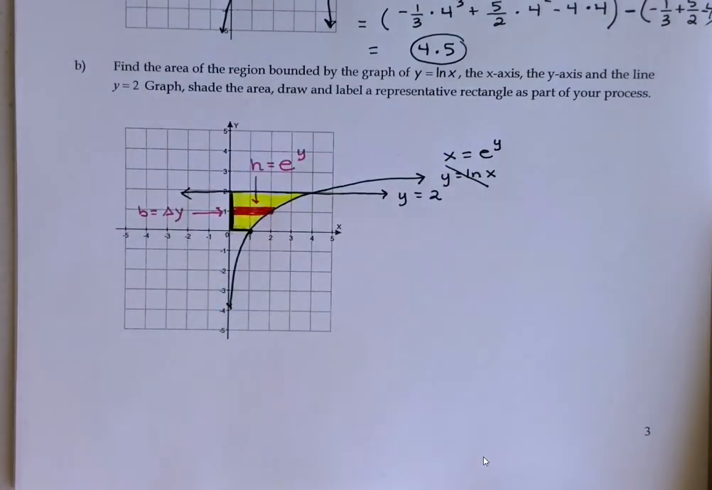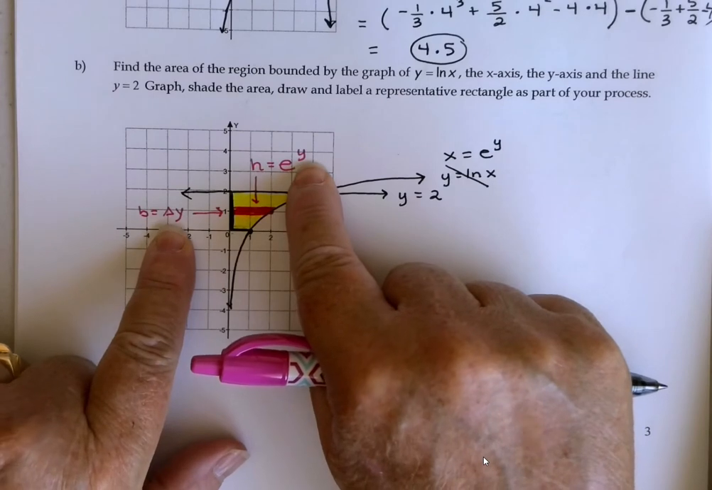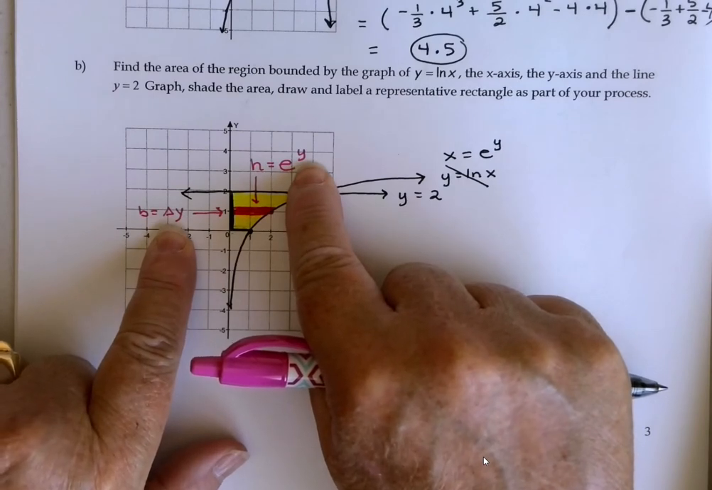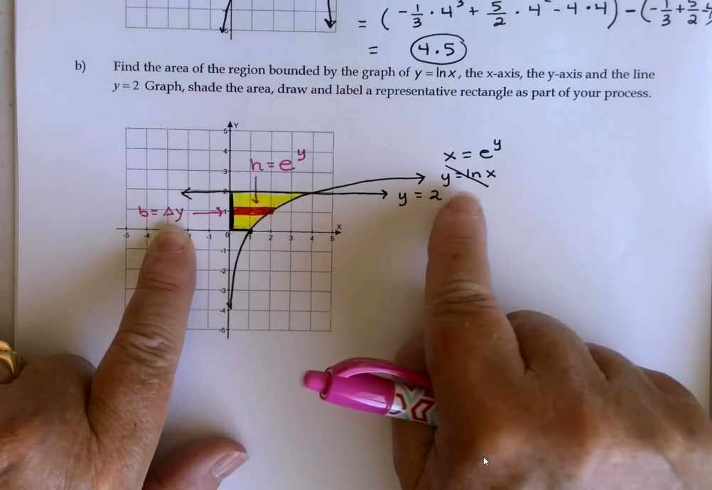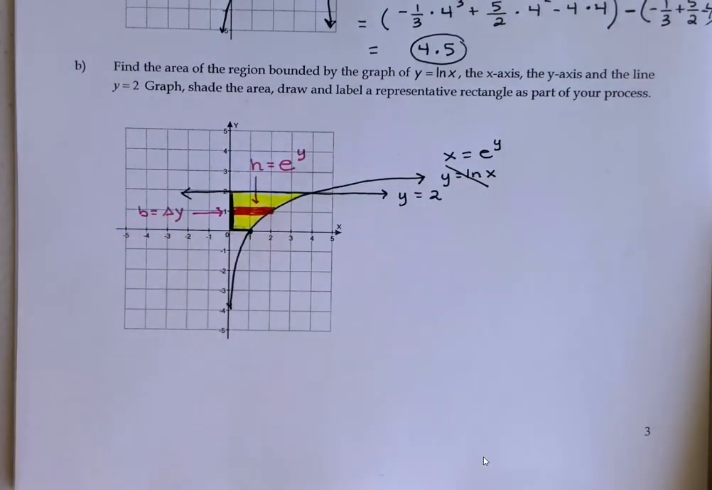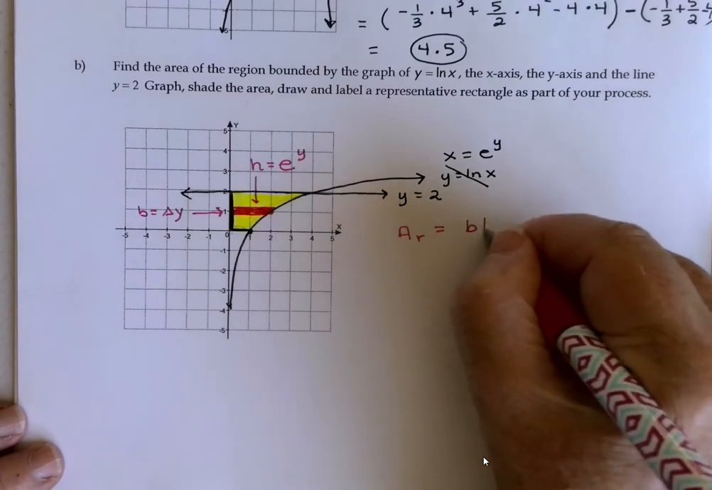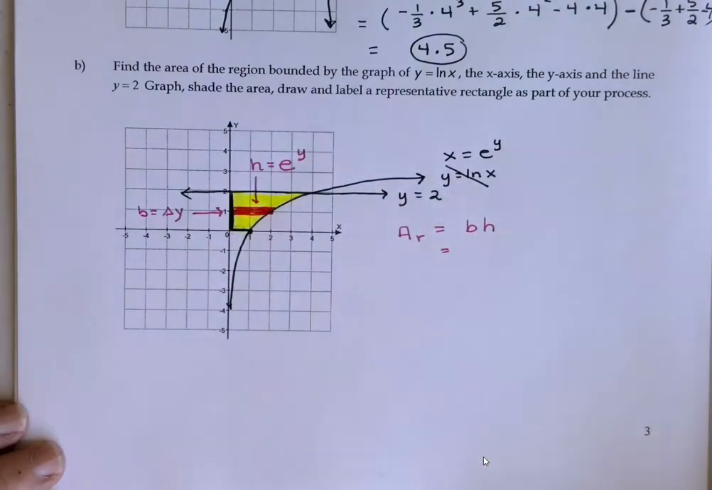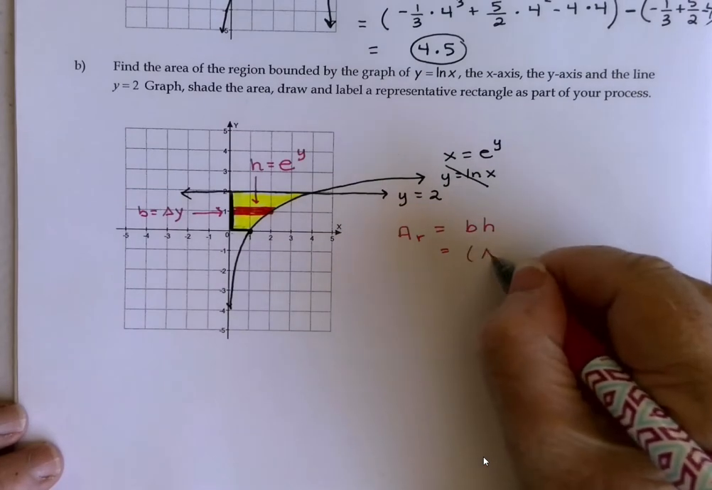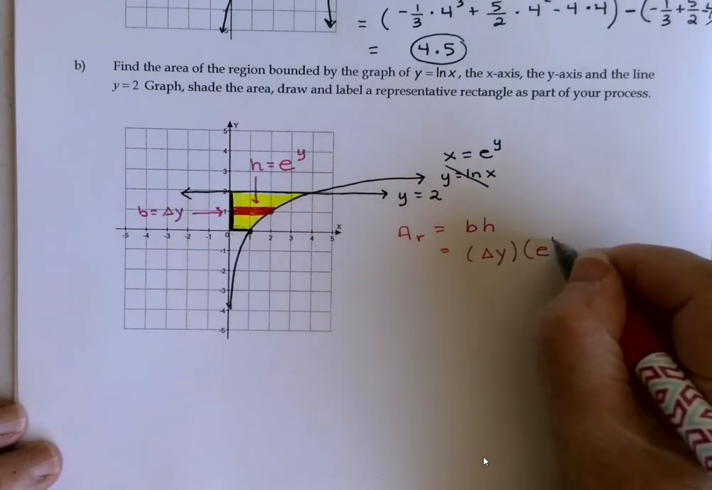Here's a little hint for you. The variable in your base and height should always be the same. So if they ever don't match, you need to go back to your equation and rewrite. All right, so I think we're in good shape. The area of my little rectangle, A sub r, is base times height. The base is delta y, and the height is e to the y.